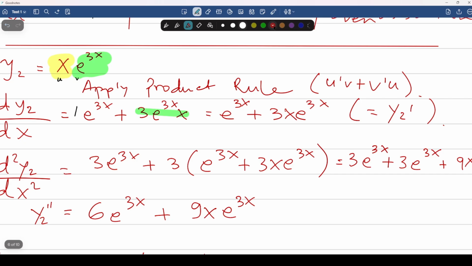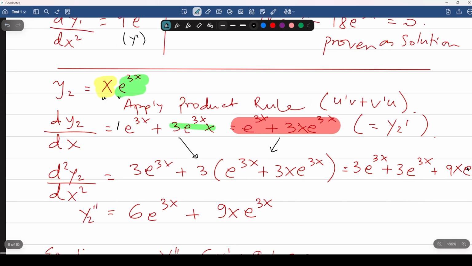The derivative of this term is all of this, so we can just copy the whole thing here: e to the 3x plus 3x e to the 3x. Don't forget the 3, because we have 3 here. And then sum it up, you end up with 3 times e to the 3x, 3 plus 9.